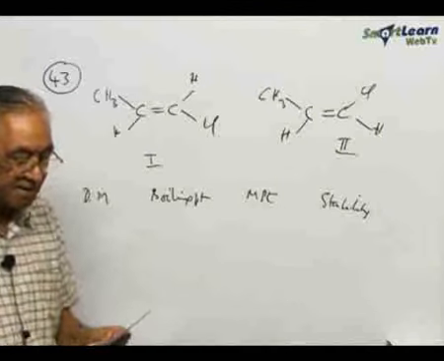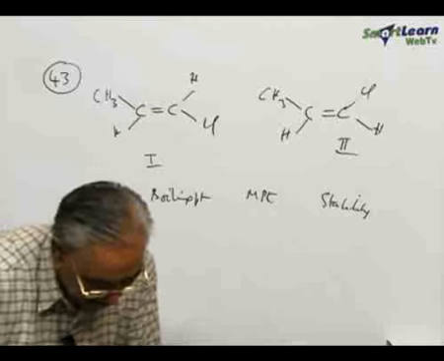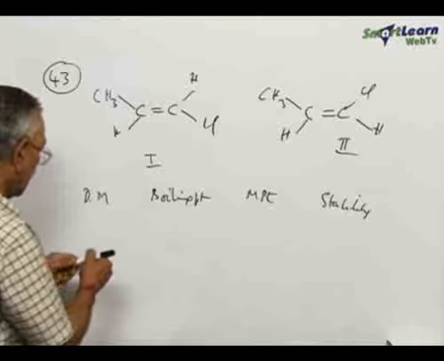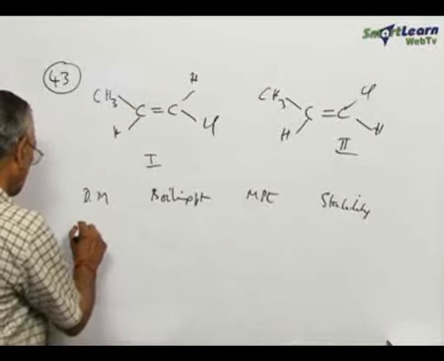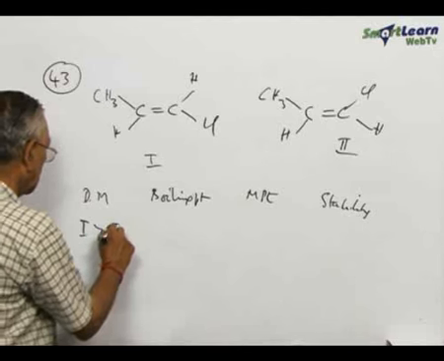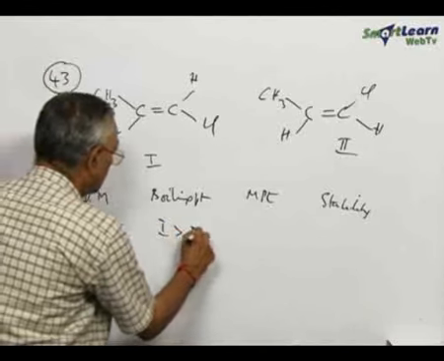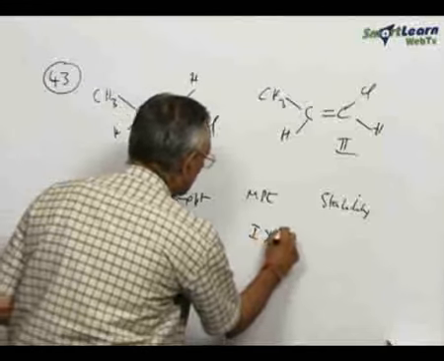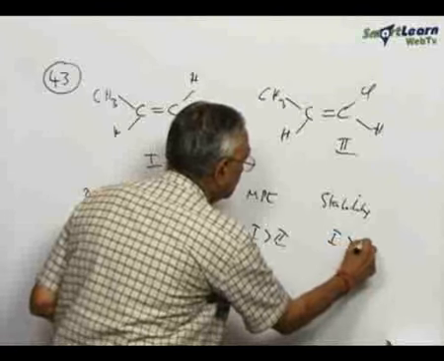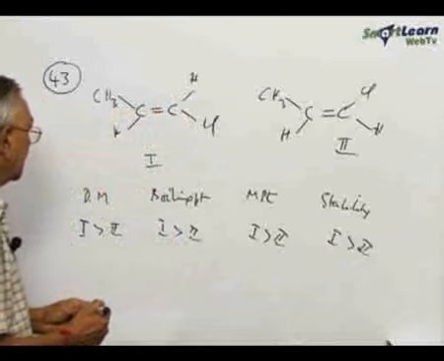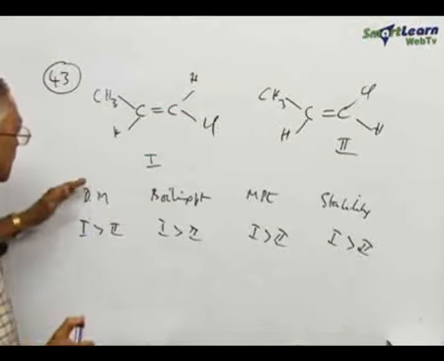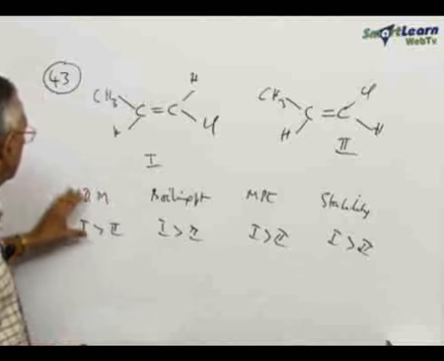The correct answer for this particular question is option C. In all these cases, 1 is greater than 2. This is greater than 2, this is greater than 2, and this is greater than 2. Obviously, we can say the two groups, the melting point, boiling point, dipole moment.